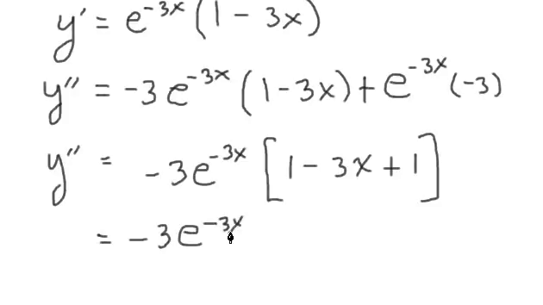Rewrite this one more time for you. We won't use square brackets, we'll just use parentheses, and so this becomes 2 minus 3x. And just checking, making sure everything's good, and I believe it is.